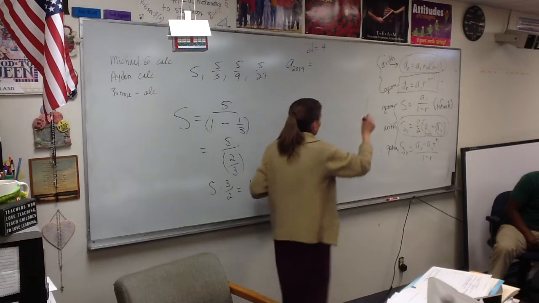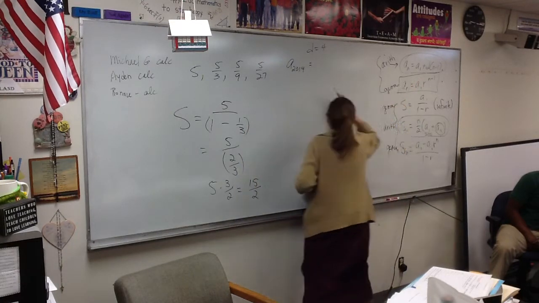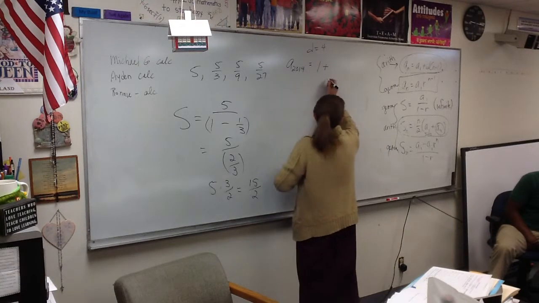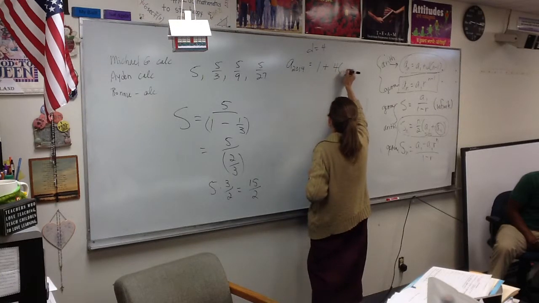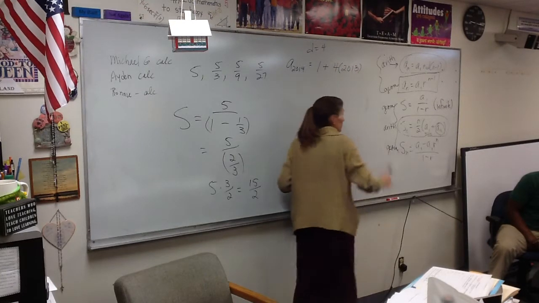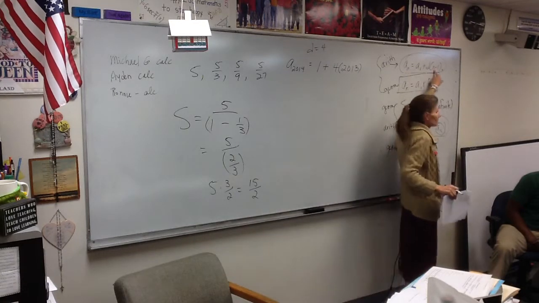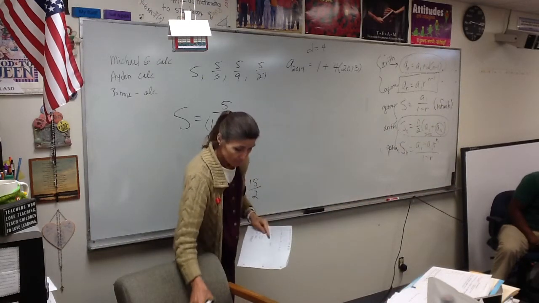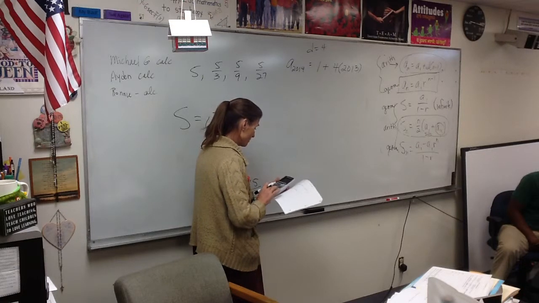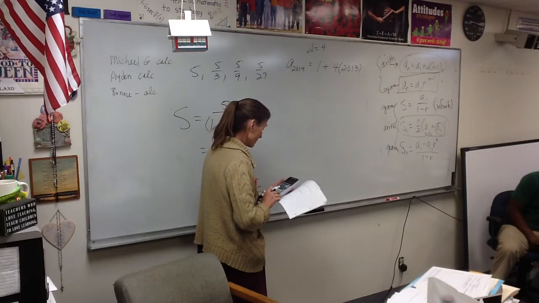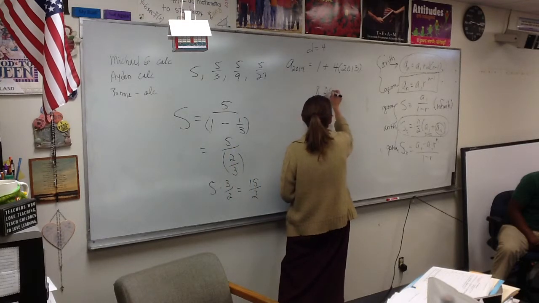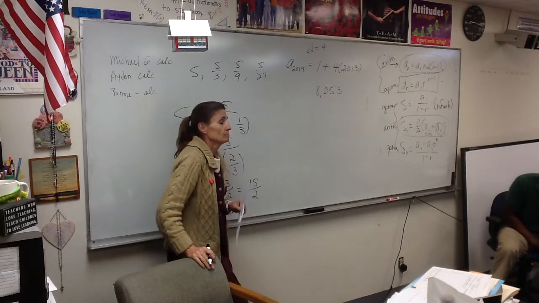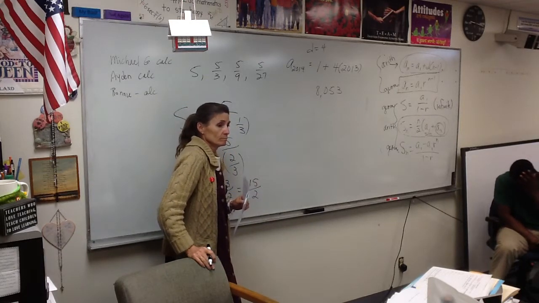So according to the formula, A sub 2014 will be what? 1 plus 4 times 2013. And how did we get 2013? 2014 minus 1. So your answer should be 8,053. Not too hard.